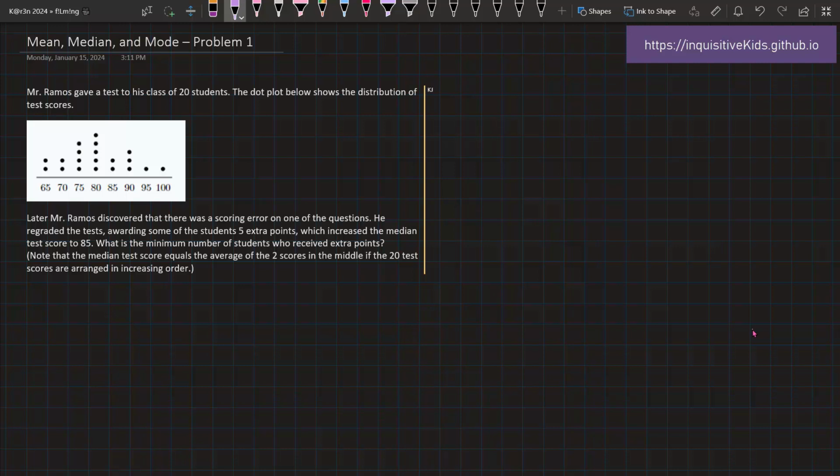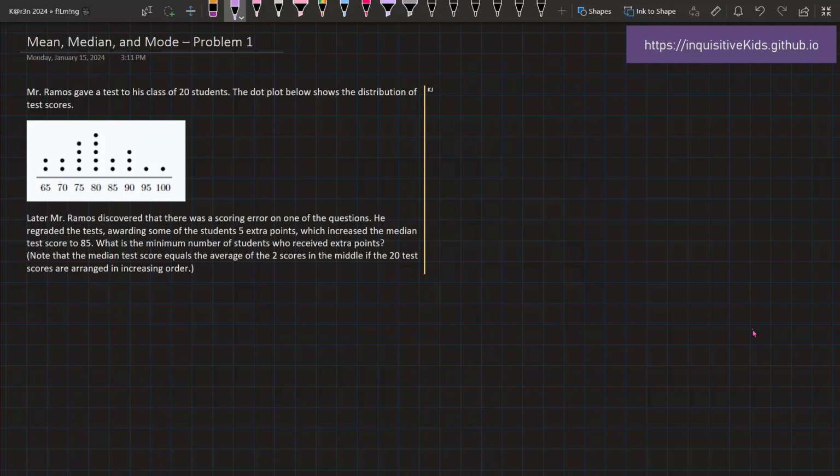This is problem 1 of mean, median, and mode. Mr. Ramos gave a test to his class of 20 students. The dot plot below shows the distribution of test scores. Later, Mr. Ramos discovered that there was a scoring error on one of the questions. He regraded the tests, awarding some of the students 5 extra points, which increased the median test score to 85. What is the minimum number of students who received extra points?